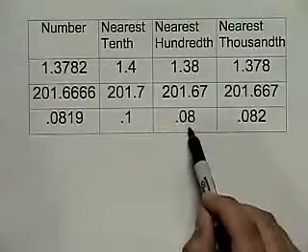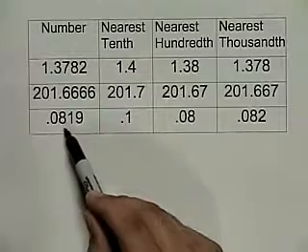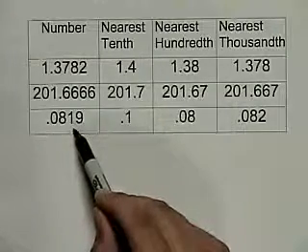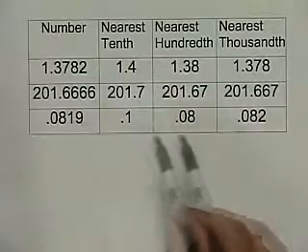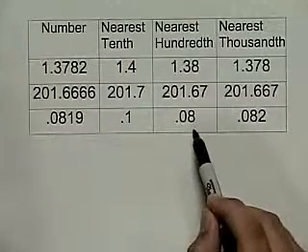Then doing the nearest hundredth, there's an 8 in the hundredths position with a 1 to the right. Again, since 1 is less than 5, we don't need to round up. So 0.0819 becomes 0.08 when we round to the nearest hundredth.